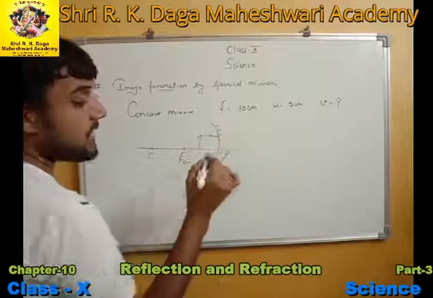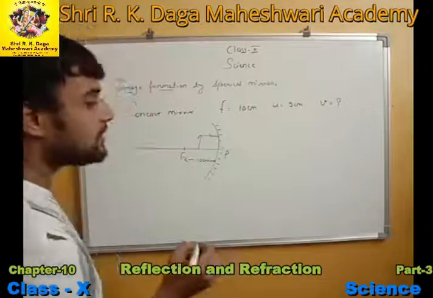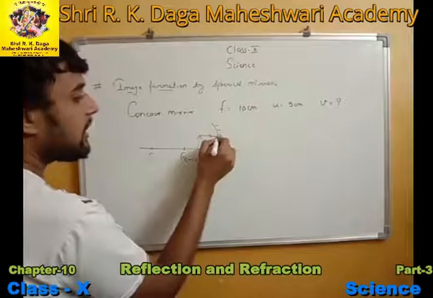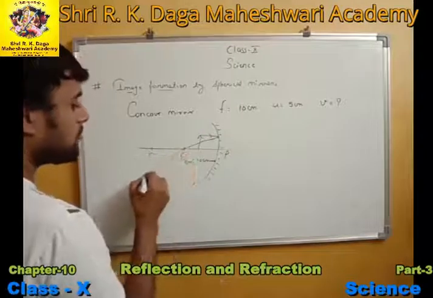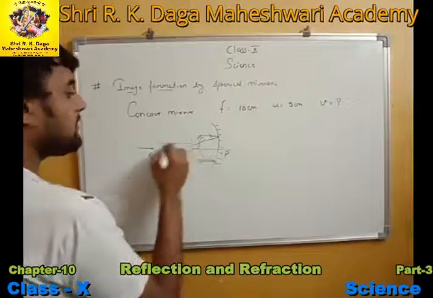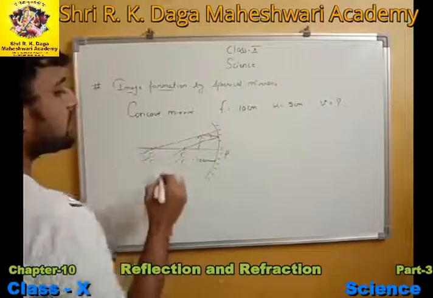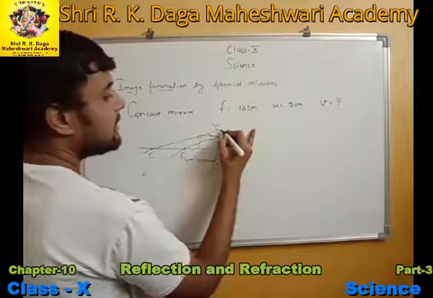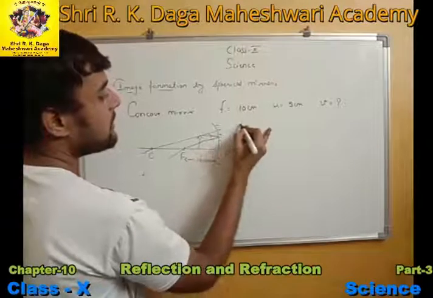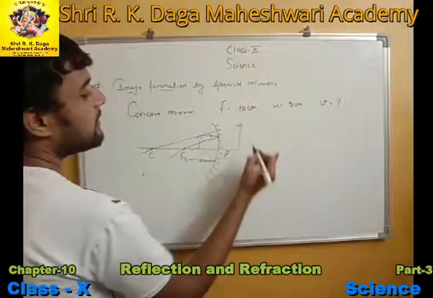So how the image will be formed? A ray will, as we have discussed, incident parallel to the principal axis. After reflection it will pass through focus. Another ray will incident through center of curvature, and after reflection it will follow the same path, and on extending both the rays back, here we will get our image.